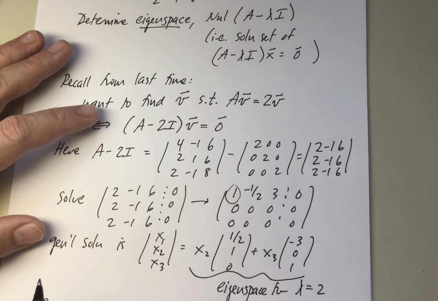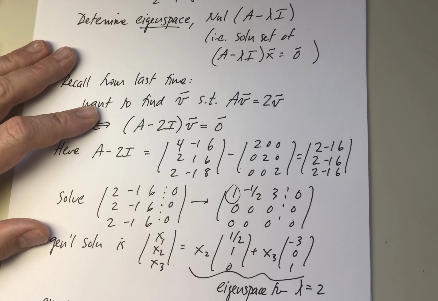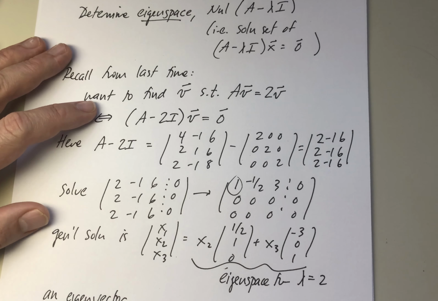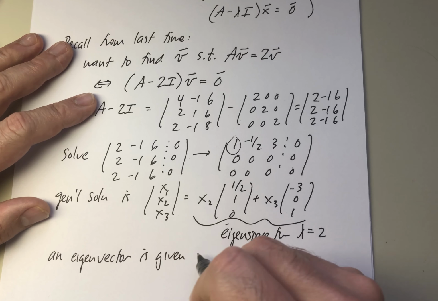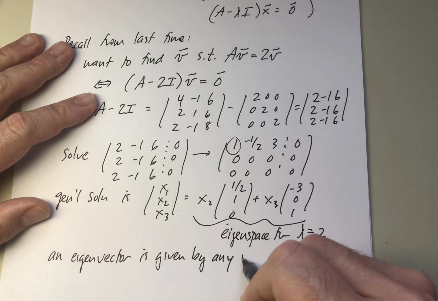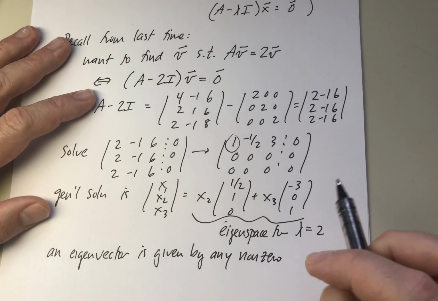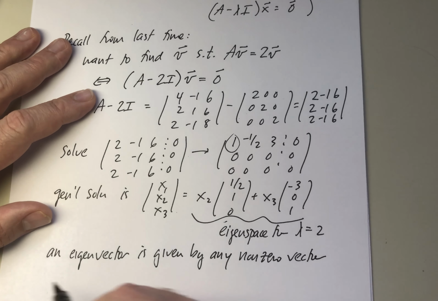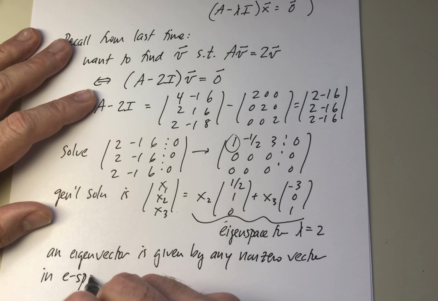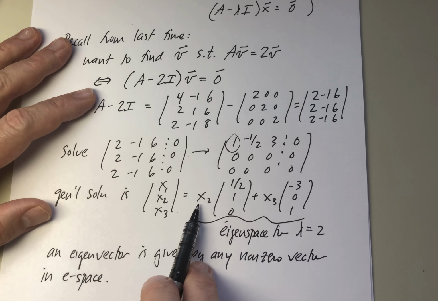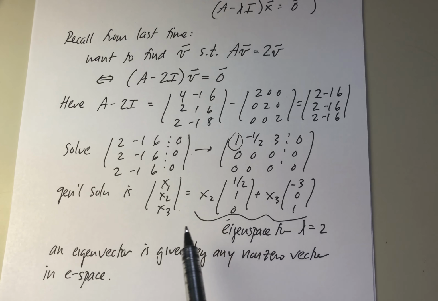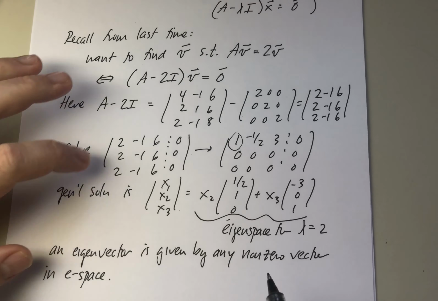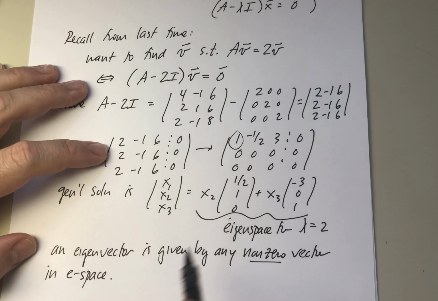So I slightly misspoke, right? When I say any linear combination will give you an eigenvector, that's not quite right, because you have to take a non-zero one. So I should say it's given by any non-zero vector in the eigenspace described here. I can't take x2 and x3 to both be 0 because that'll give me the 0 vector. But any other weight choice would give me an eigenvector. Okay, so any non-zero vector in this eigenspace.